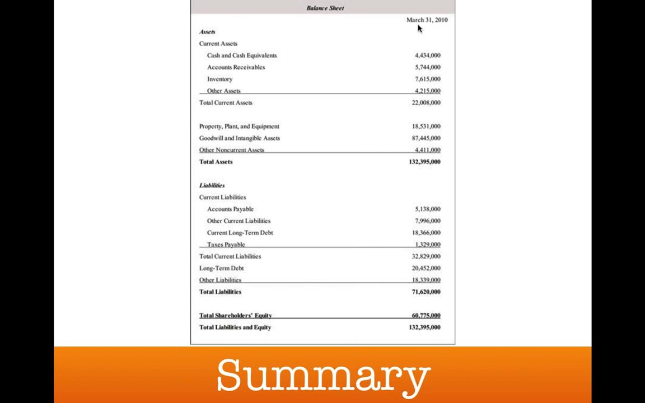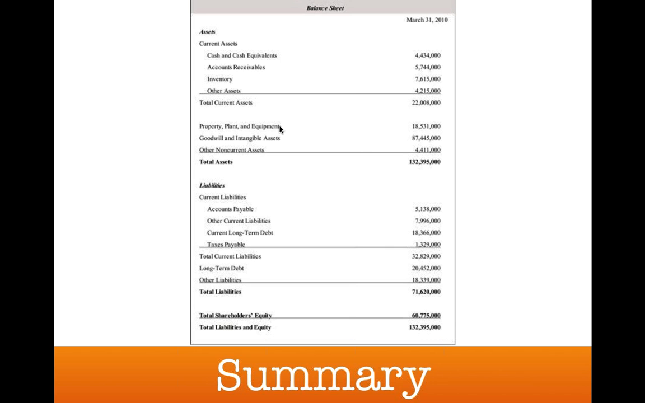So this is just a company, right? As of March 31st, the company has current assets, as an example, $4,434,000 in cash and cash equivalents. Their accounts receivable is owed $5 million. Their inventory is about $7.6 million. Other assets are 4.215. This could be cars, it could be other inventory, it could be maybe buildings, whatever it may be. So they've got roughly $22 million literally in assets.